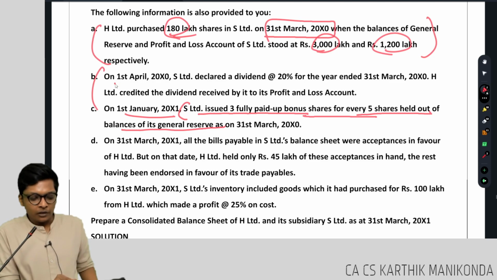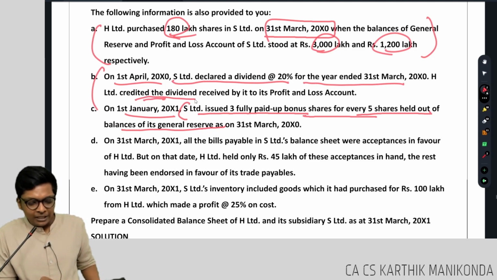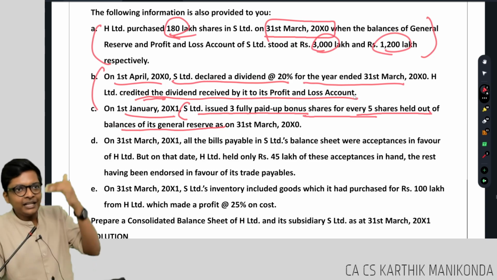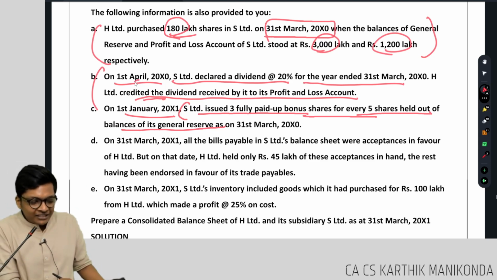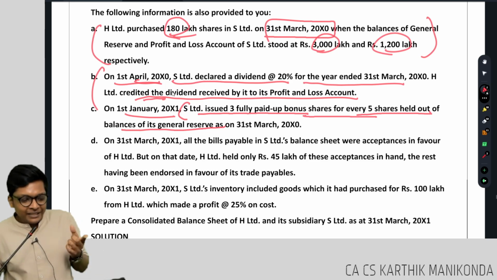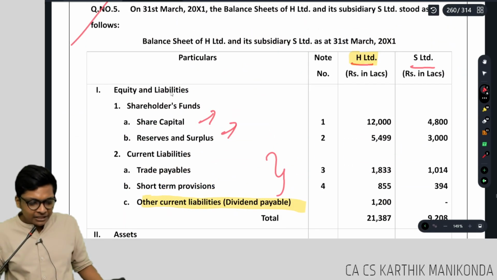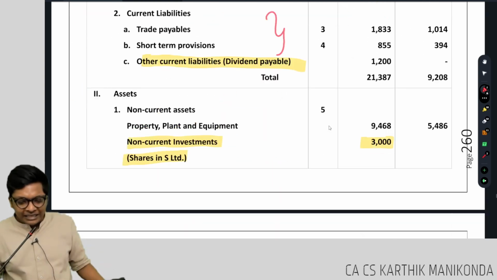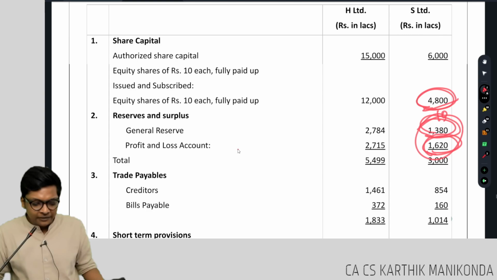Adjustment 2: on 1st April, S Limited declared a dividend of 20% for the year ended 31st March and holding credited this to its P&L. Regarding holding, we will do later. We are analyzing whose reserves? Subsidiary. On 1st April 2020, that means they already declared dividend, and the balance that you can see here, which is on 31st of March, is after declaring dividend. Correct? These reserves are after declaring dividend. That means during the year I declared dividend. How much is that?